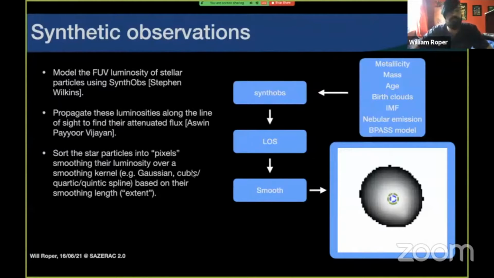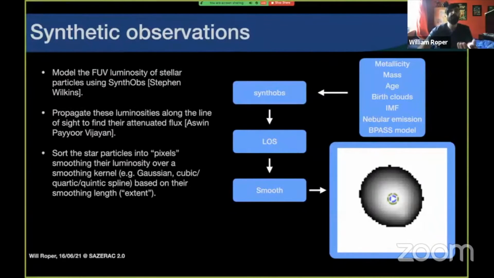We can then take those fluxes and smooth them over some kernel, be that Gaussian, cubic, quartic, or quintic, to create images that represent the underlying stellar population that the stellar particle represents. And from these images, we can then measure half-light radii.